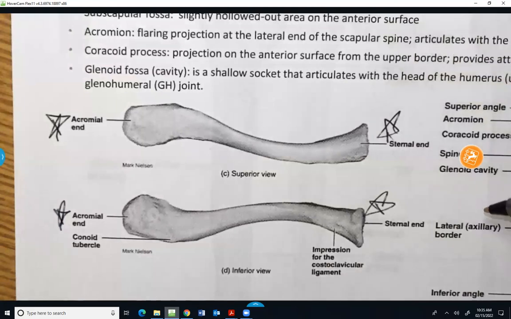This is what allows you to throw a ball and lift your arm up above your head. When you're reaching on your back to try to feel for the spine, you were using that joint between the glenoid fossa or cavity and the humerus. It's actually the most freely movable joint in the body.